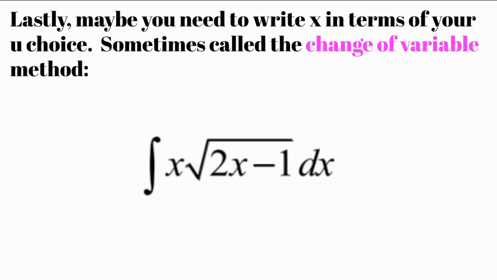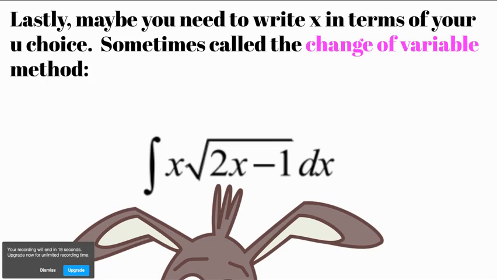Same as with this. So in this one, when I try letting u be that inside function, du is a 2. I can't get that x. So that sort of triggers the change of variable method. Go ahead and let u be 2x minus 1. But then solve it for x in terms of u, and get it all in terms of u du, and then integrate accordingly. So as you can see, there's a lot of techniques that we need to try, but the structure of that integrand should trigger your choice for integrating.